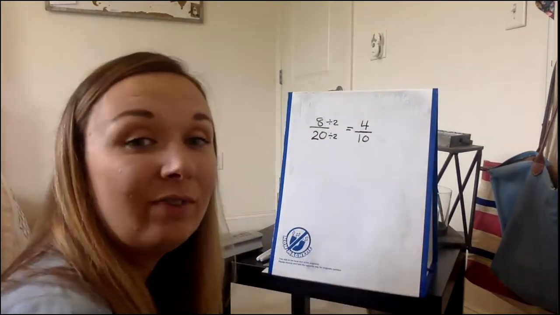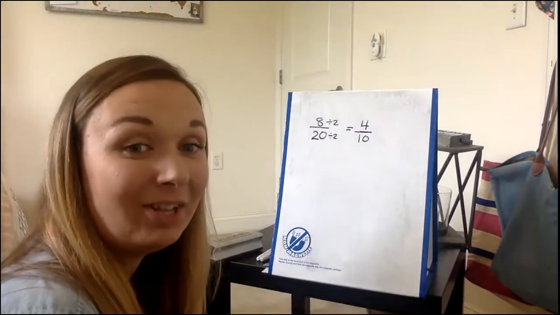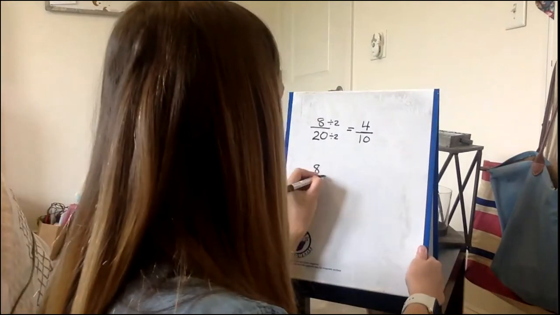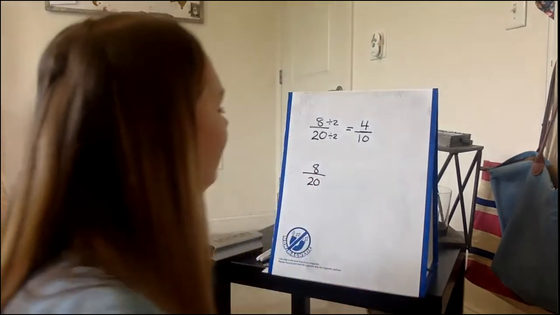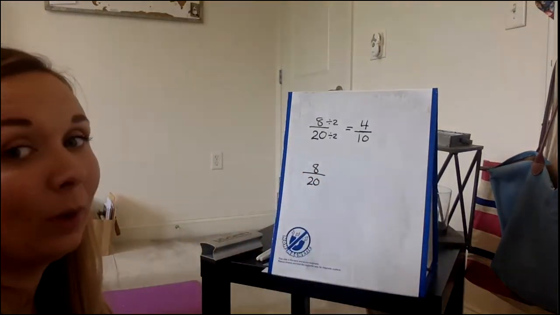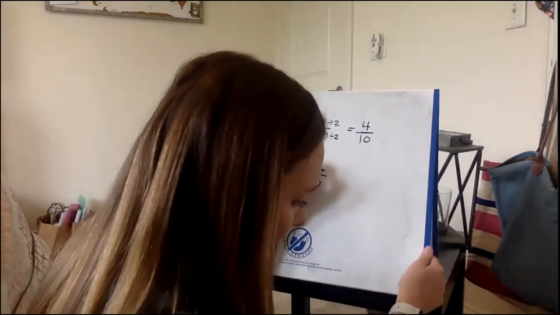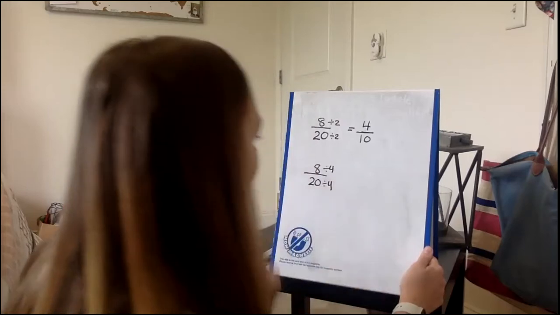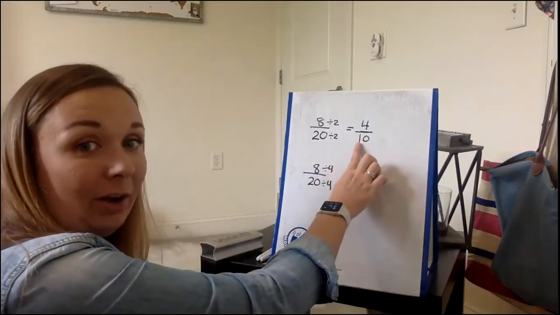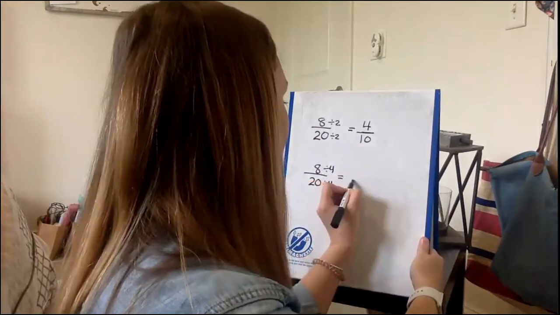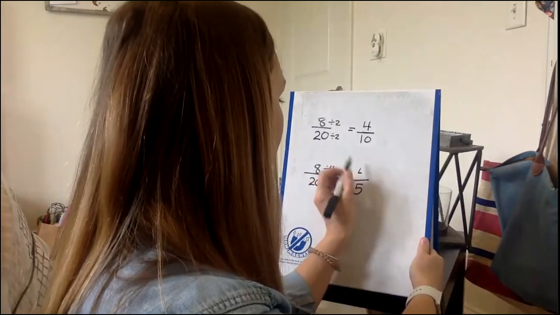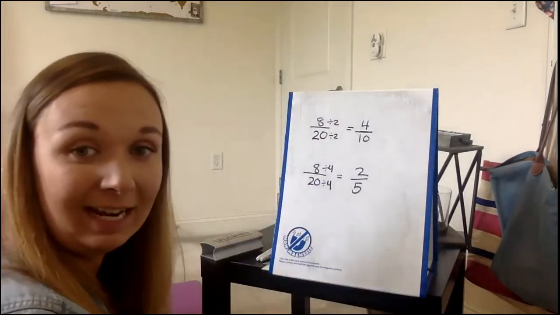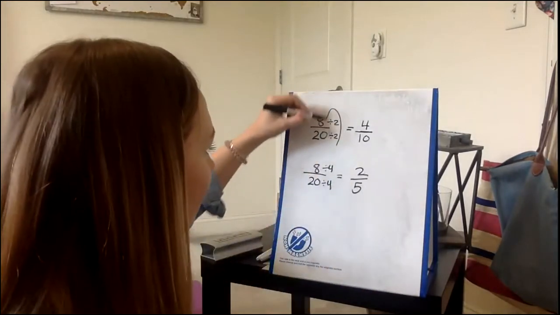But I could have also divided by a bigger number to make even larger pieces. So if I skip count by 8 and I skip count by 20, I will see that 4 goes into both. So I can divide both of them by 4, which will make my pieces larger. Here I made my pieces as tenths. Here my pieces are going to be fifths. So both of these are correct answers because I divided by 1 whole.